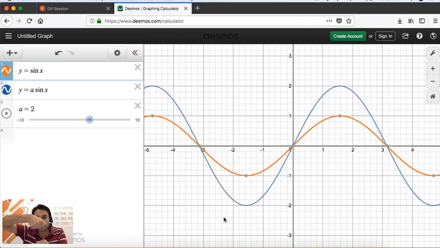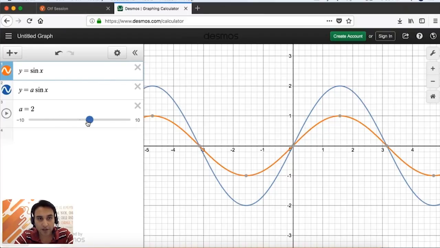Look at me in the video. The graph got stretched up, or on the negative side, it got stretched down. Okay? So what is the range, by the way? The range is from -2 to 2. The range of this is -2 to 2.